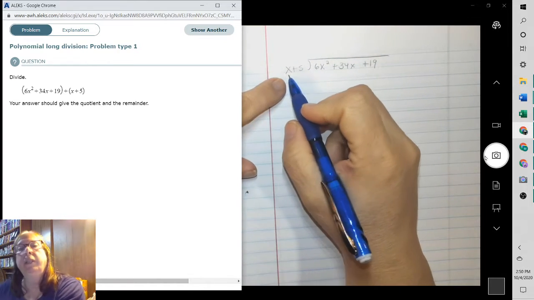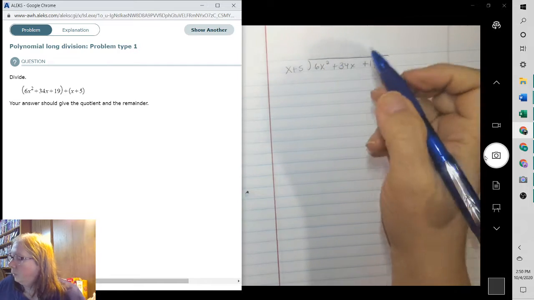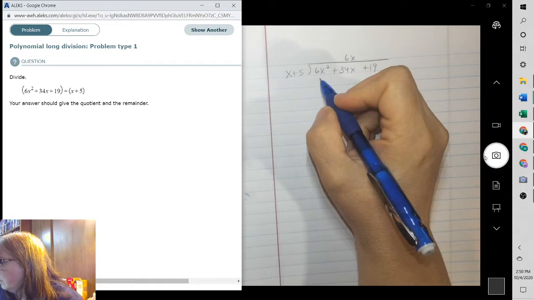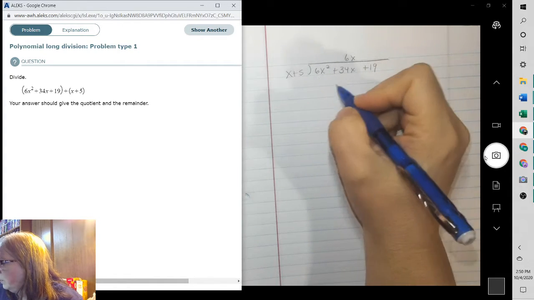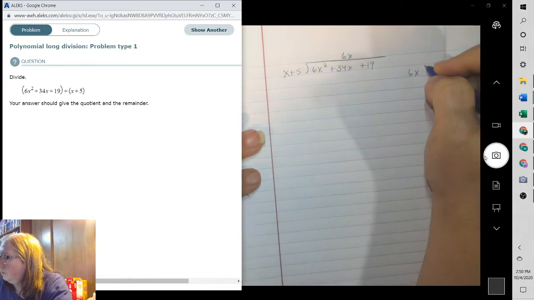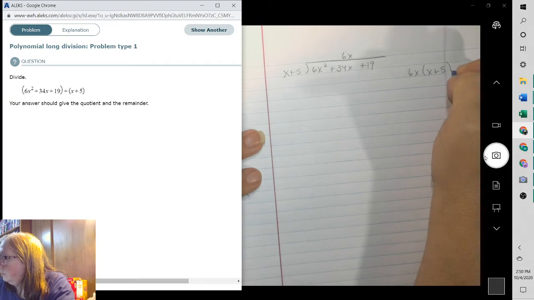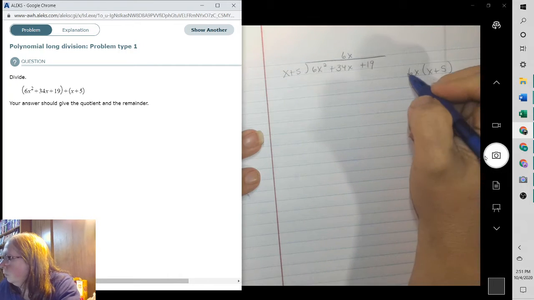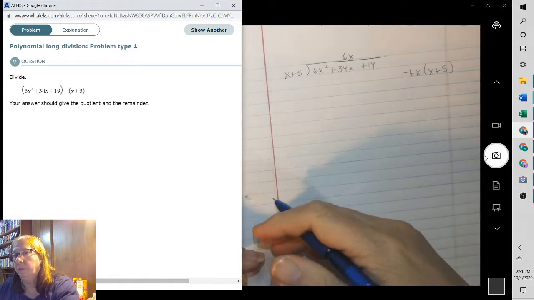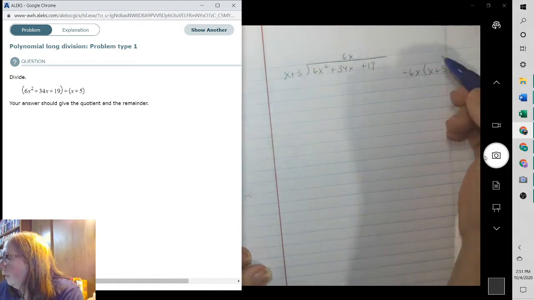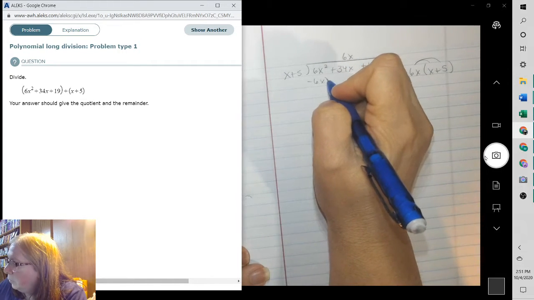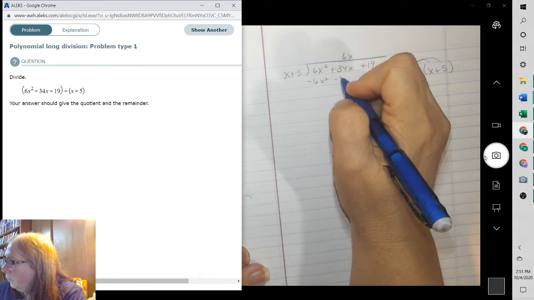So you want to think about, what do I need to multiply x by to get 6x squared? Well, I need a 6, and I need an x, because if I multiply 6x times x, I'll get 6x squared. So to get your next row, you multiply 6x times x plus 5. Now we're going to need to subtract, so we'll make it a negative 6x, because remember, after we multiply, we subtract, so we'll put that subtraction in there right now. That way it distributes through. So we have a negative 6x squared and a negative 30x.